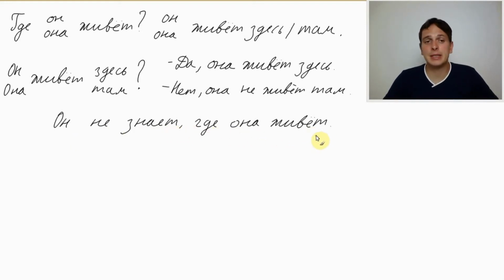And how would we say, он знает, где она живет? I just told you. He knows where she lives. So we just remove не. So, он знает, где она живет. He knows where she lives. Он не знает, где она живет. He doesn't know where she lives.